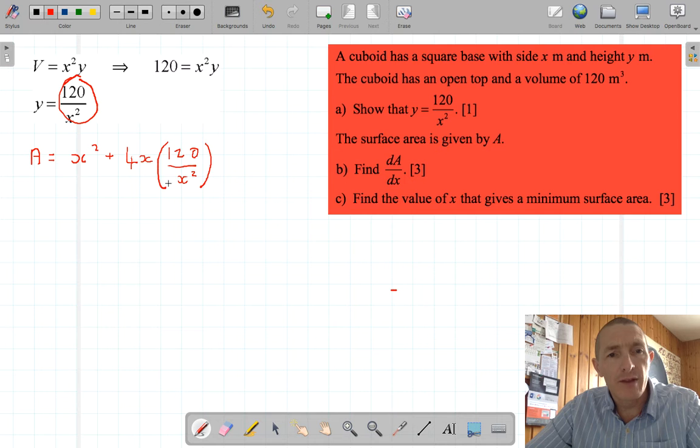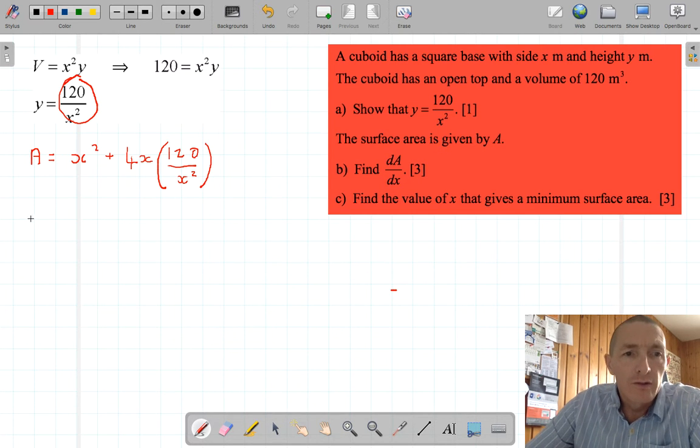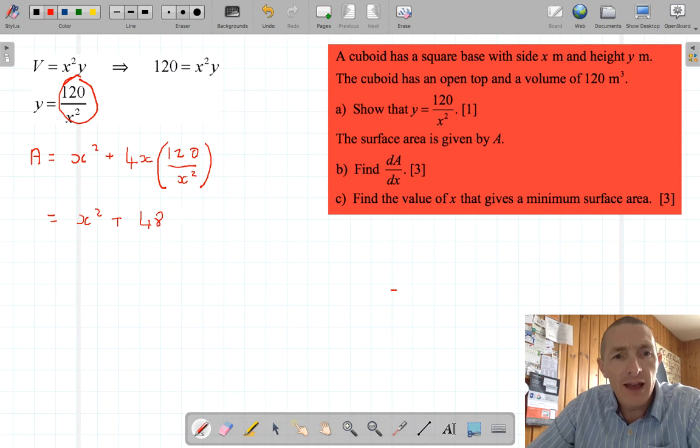And I'm going to simplify that in a minute, but I'm going to have to differentiate that. So when I come to simplify that, it's going to be x squared plus 4 times 120 is 480, and I've got x divided by x squared. And I want to differentiate this. So it's going to have an x on the bottom, or x to the minus 1 if I bring it up here. Now that makes it a bit easier to differentiate.